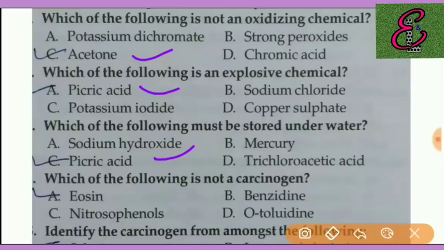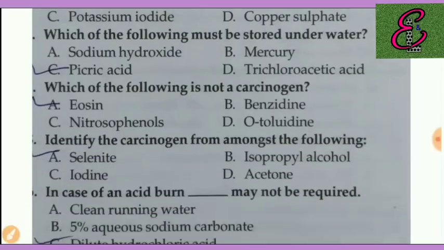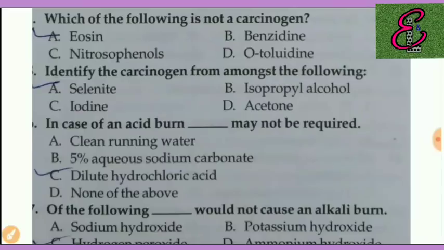Second question. Which of the following is not a carcinogen? The right answer is eosin. Second question. Identify the carcinogen from amongst the following. Here the answer is selenite. Selenite is a carcinogen.